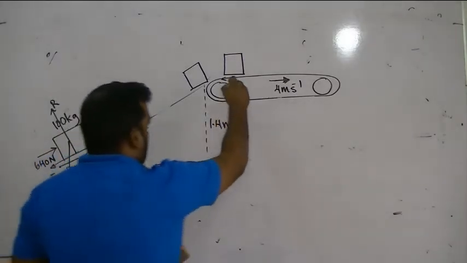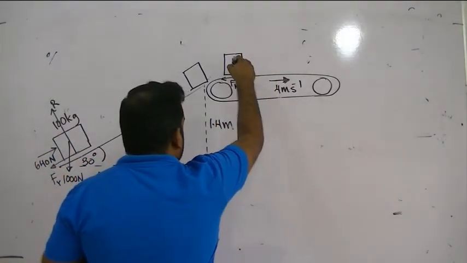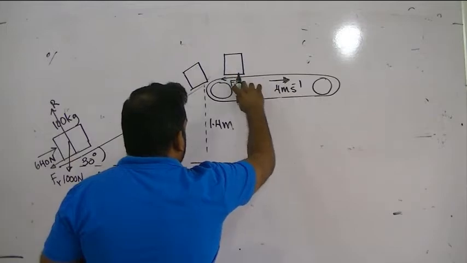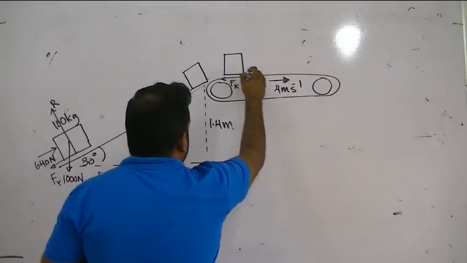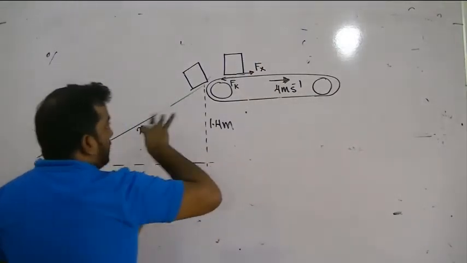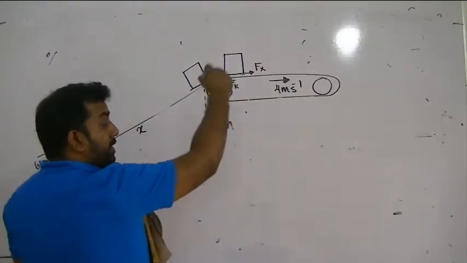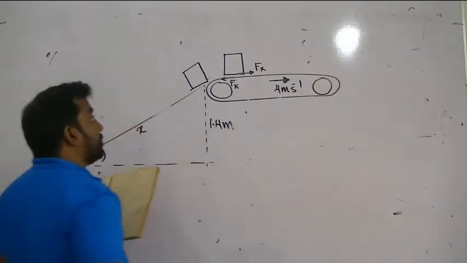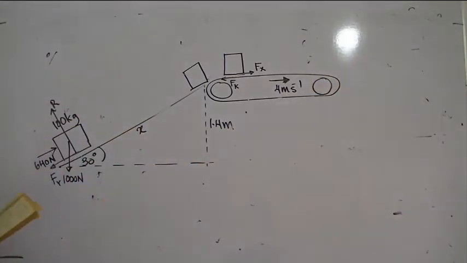Why? On a moving belt, when you keep some object on it, the object will try to slow the belt. Every action has an equal and opposite reaction. Friction on the box will be in the forward direction, so friction will try to accelerate it. Here friction is like an accelerating force.